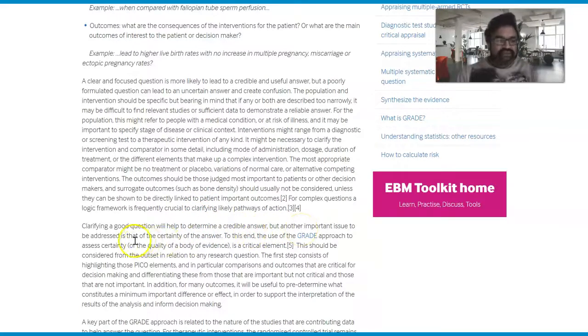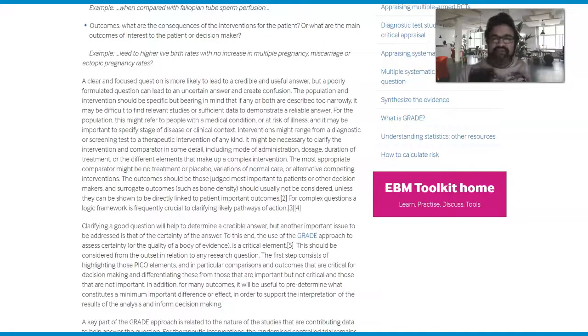An important issue to be addressed is that of the certainty of the answer. So if you have a research question, the GRADE approach will assess the certainty or the quality of a body of evidence, which is a critical element. So this should be considered from the outset in relation to any research question. The first step consists of highlighting those PICO elements, and then differentiating these from those that are important but not critical.